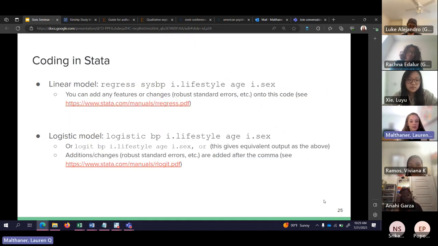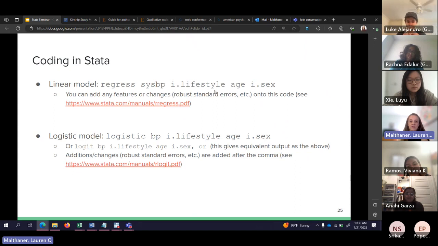In Stata, in order to do a linear regression, you'll use the regress command, which is their linear regression command. You're going to put regress, then you're going to put your outcome variable first. In this case, we're going to use systolic blood pressure. That's our continuous version of blood pressure. We're going to put our exposure variable, which is lifestyle. We're going to put age, and we're going to put sex. Those are our 4 variables.